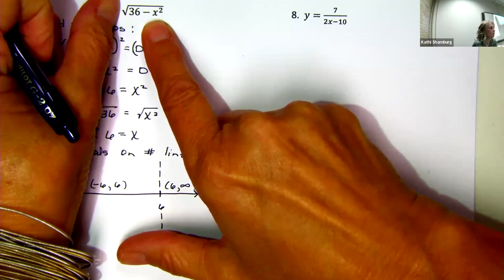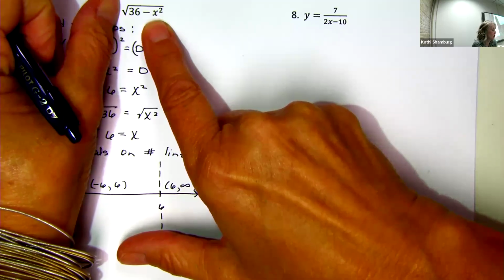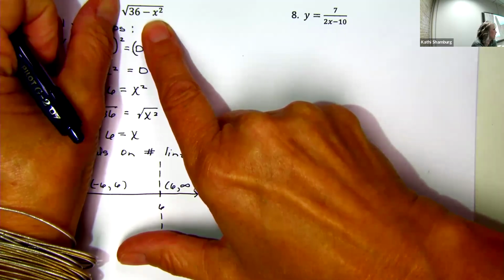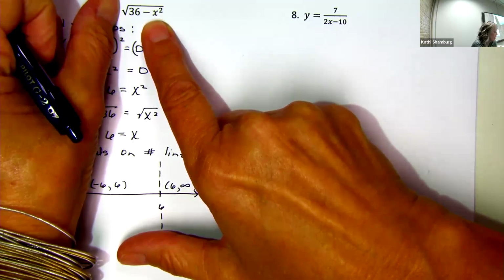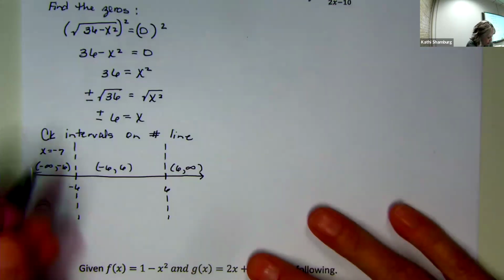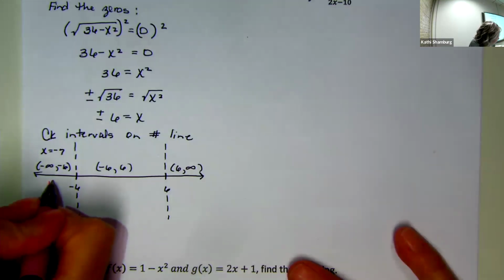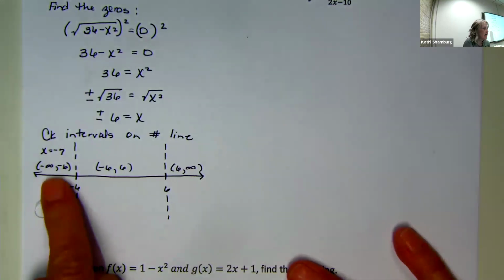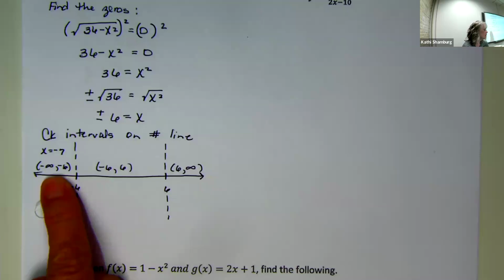Be careful. -13. What's the square root of -13? Domain error, right? It would be an imaginary number. We're not dealing with imaginaries right now. So we do not want a negative under the radical. So it does not work in this interval. So that tells me that none of these x values in this interval are in your domain.